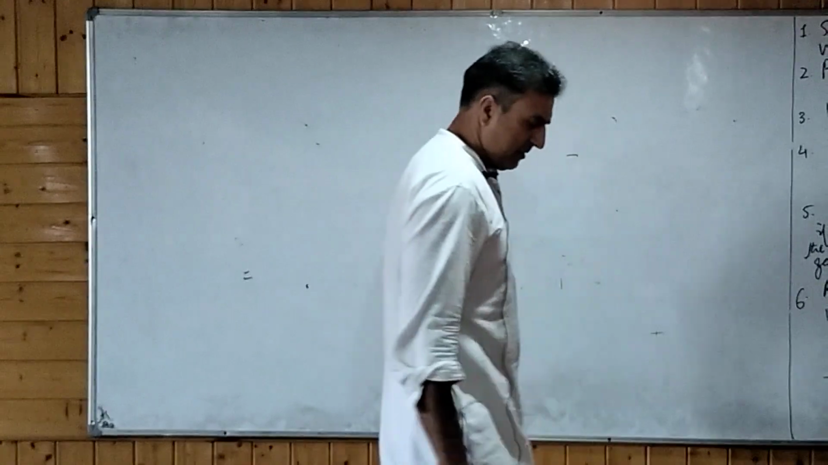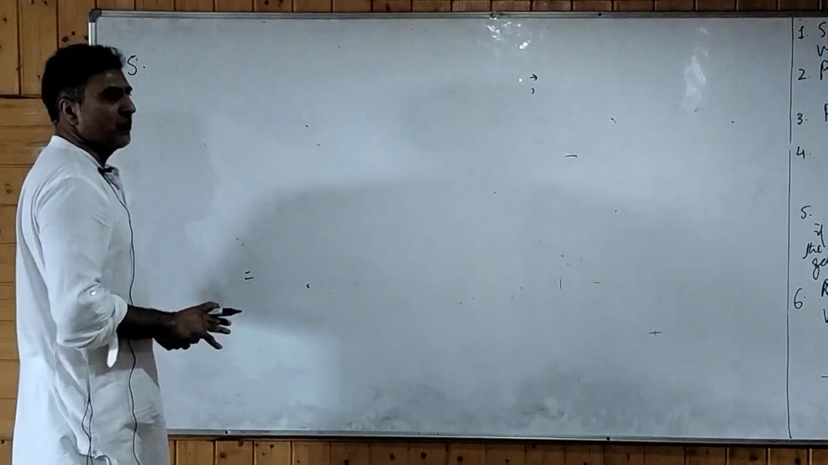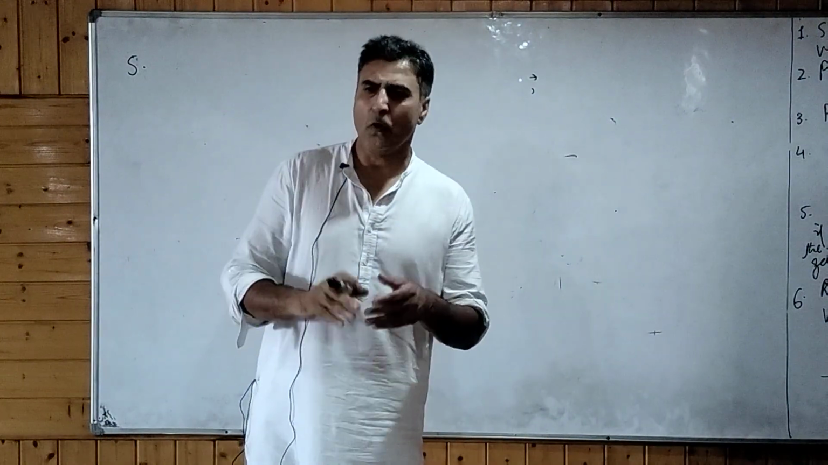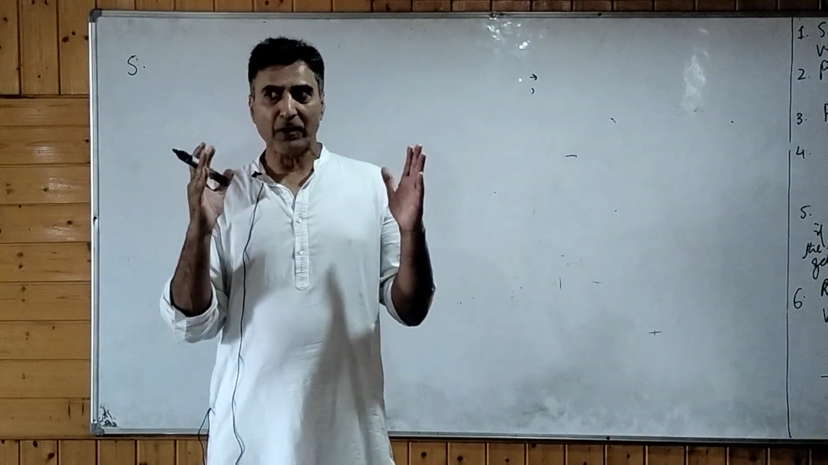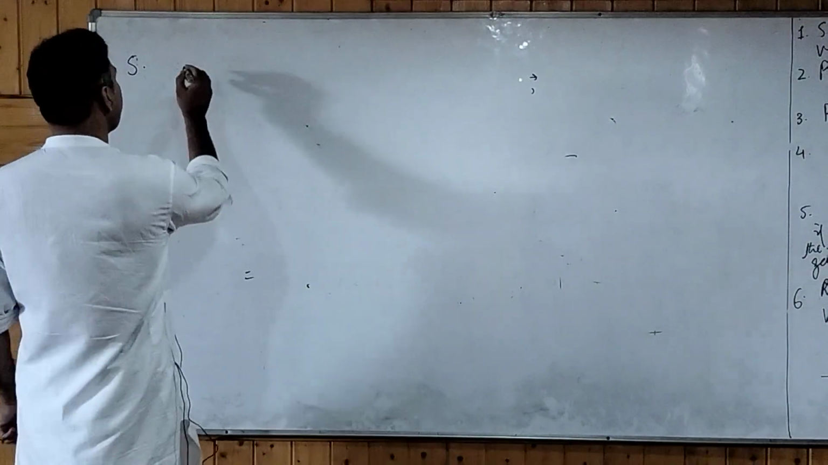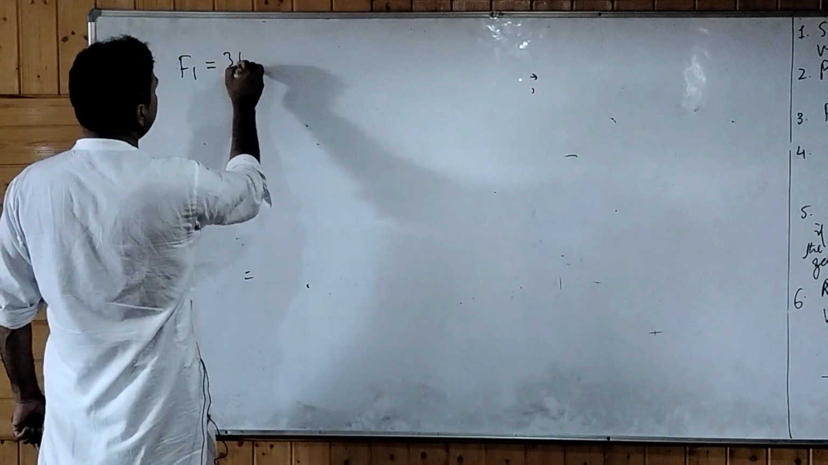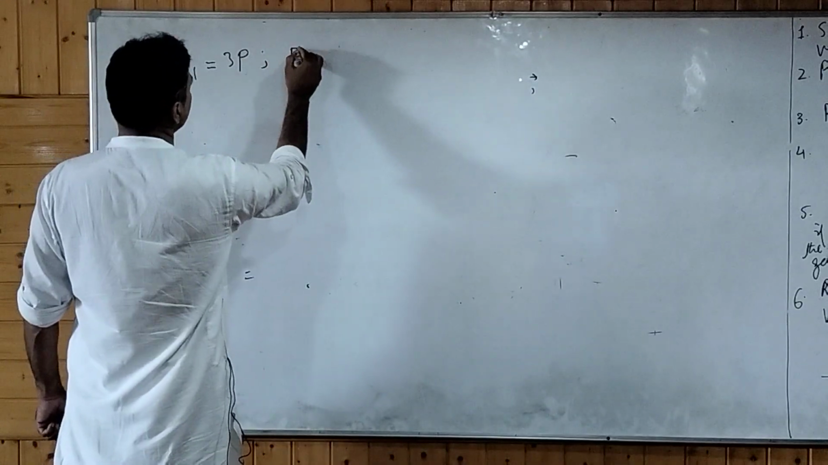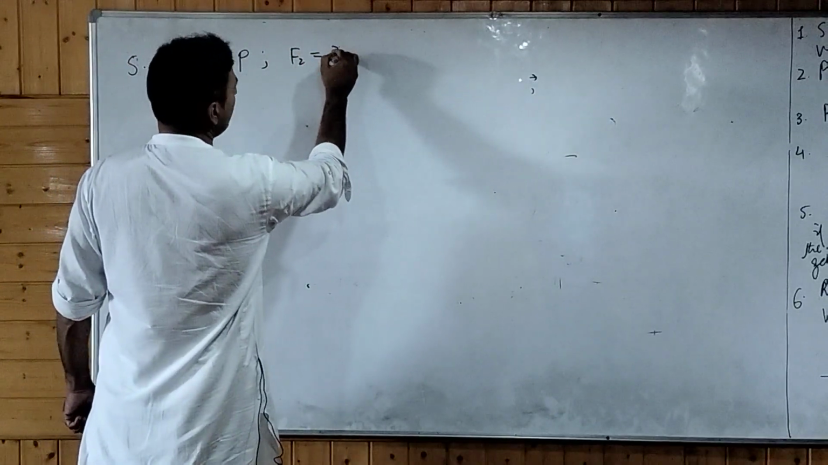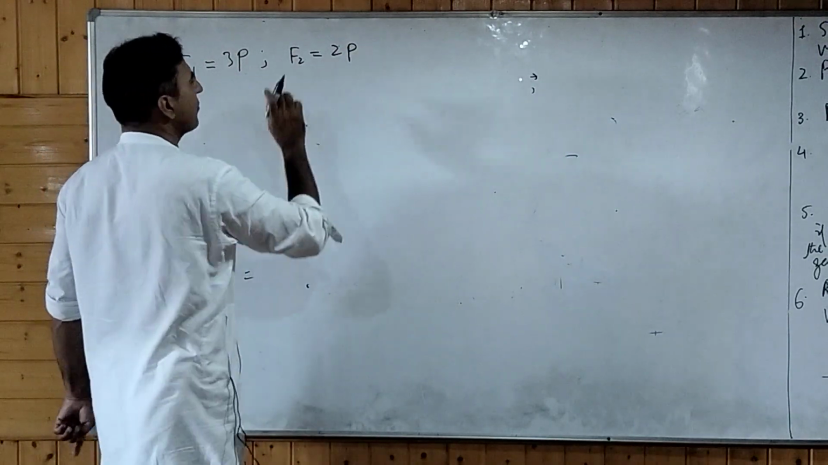Okay, let me go to the fifth example, fifth point. Suppose I have two forces. The magnitudes of both the forces are given. The condition is like this. Suppose I have a force F1 that is 3P, and I have F2 that is 2P. The magnitude of this force is 3P and the magnitude of the second force is 2P.